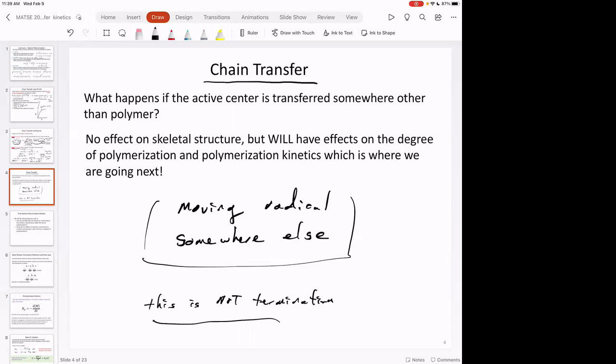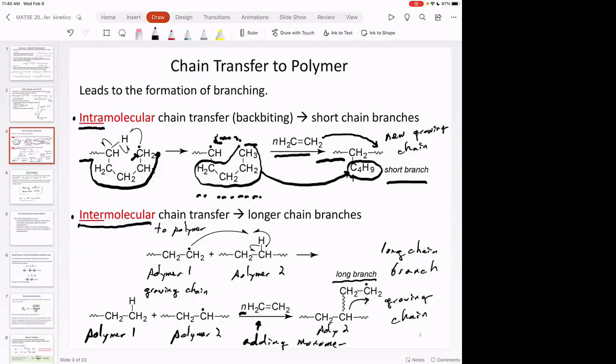Okay. So if we transfer somewhere other than polymer, we can transfer to solvent, to monomer, to chain transfer agent, etc. We haven't changed the skeletal structure. Yes. So he says that if you transfer it somewhere, it doesn't affect the skeletal structure, so doesn't it add a hydrogen in its place normally? Yes. So the only way you affect the skeletal structure is if you have chain transfer to polymer.